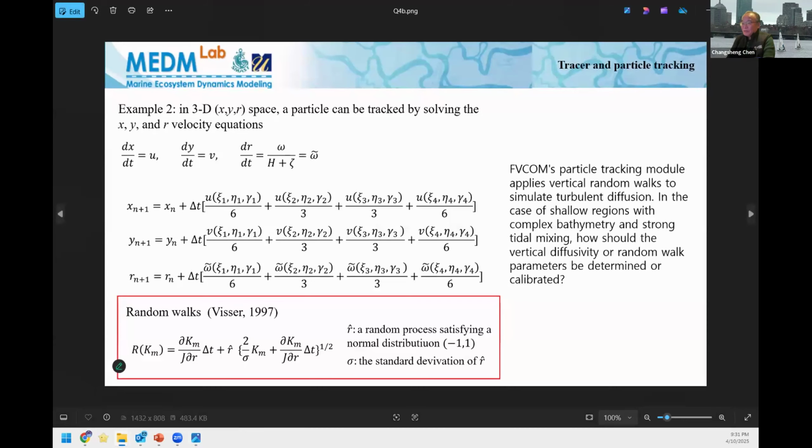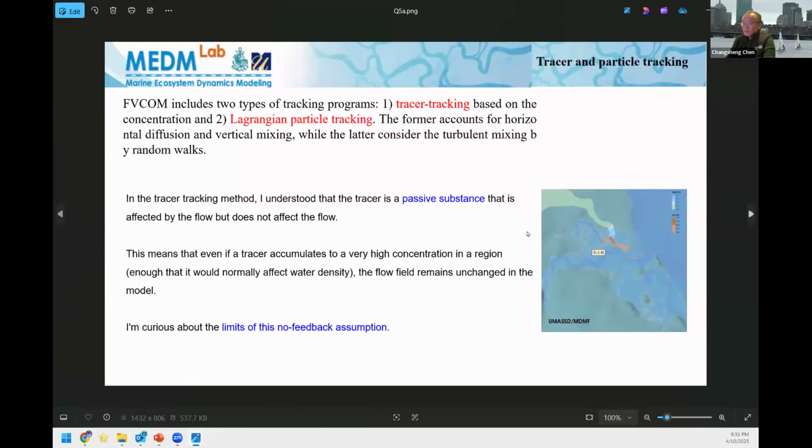So another question. You include two types of tracking, the formulation for horizontal diffusion mixing. The latter one considers turbulence mixing for random walk. I understood the tracer is a particle system that is not affected by flow. Yeah, not affected by flow. That's correct.